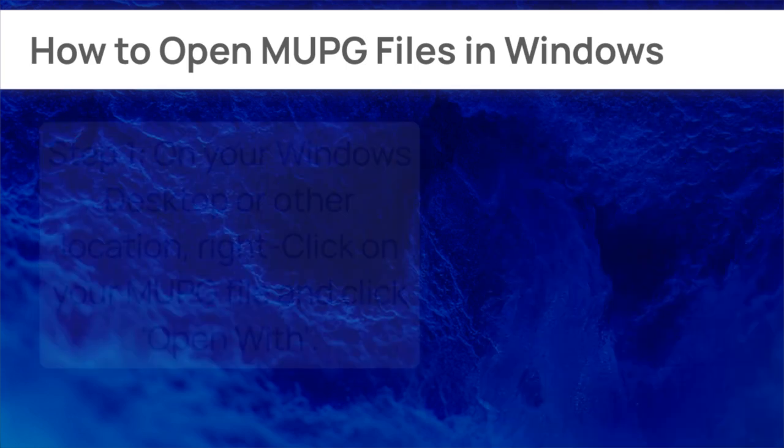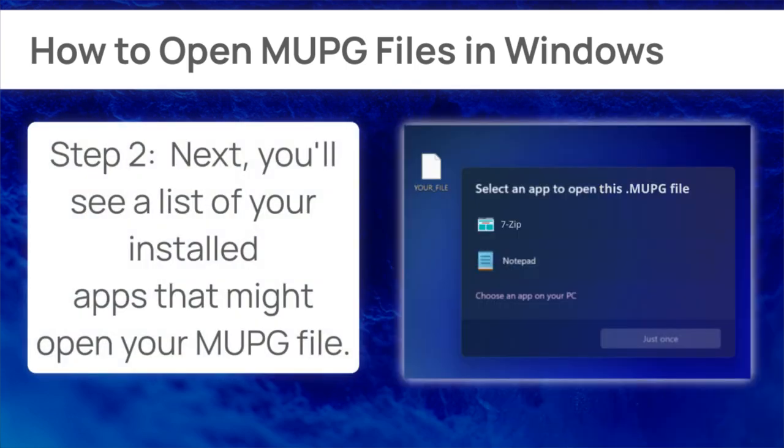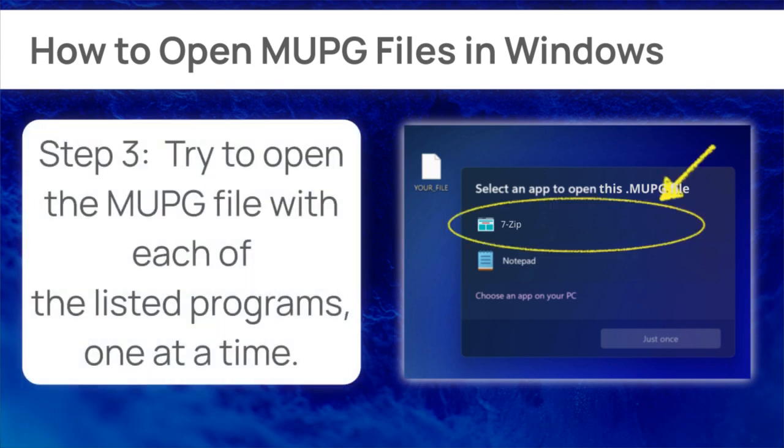Right-click the MUPG file and click Open With. Try launching with 7-zip first, as it's the recommended tool. If that doesn't work, test others until you find a match.